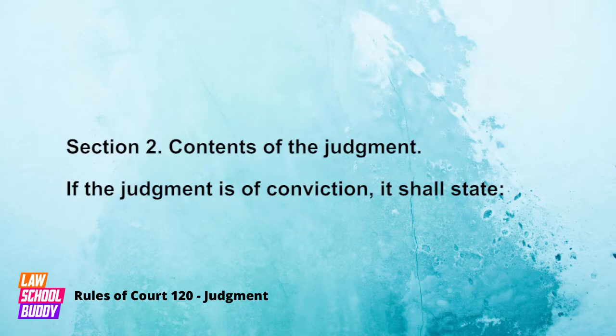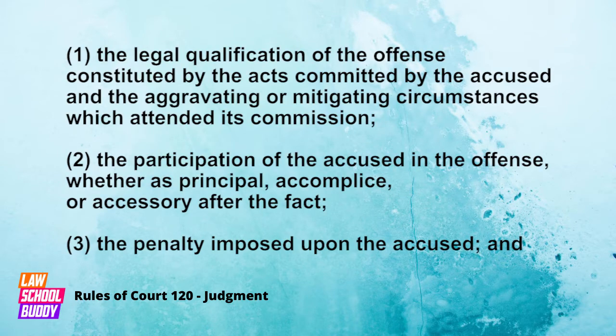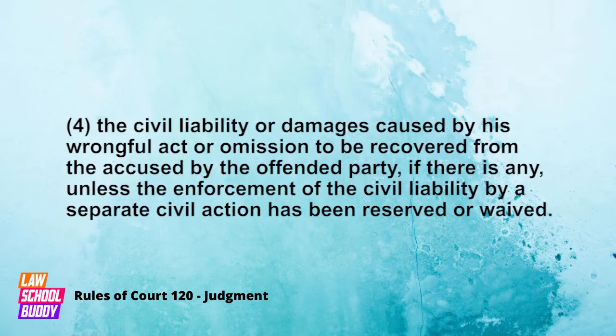Section 2. Contents of the judgment. If the judgment is of conviction, it shall state: 1. The legal qualification of the offense constituted by the acts committed by the accused, and the aggravating or mitigating circumstances which attended its commission. 2. The participation of the accused in the offense, whether as principal, accomplice, or accessory after the fact. 3. The penalty imposed upon the accused, and 4. The civil liability or damages caused by his wrongful act or omission, to be recovered from the accused by the offended party, if there is any, unless the enforcement of the civil liability by a separate civil action has been reserved or waived.